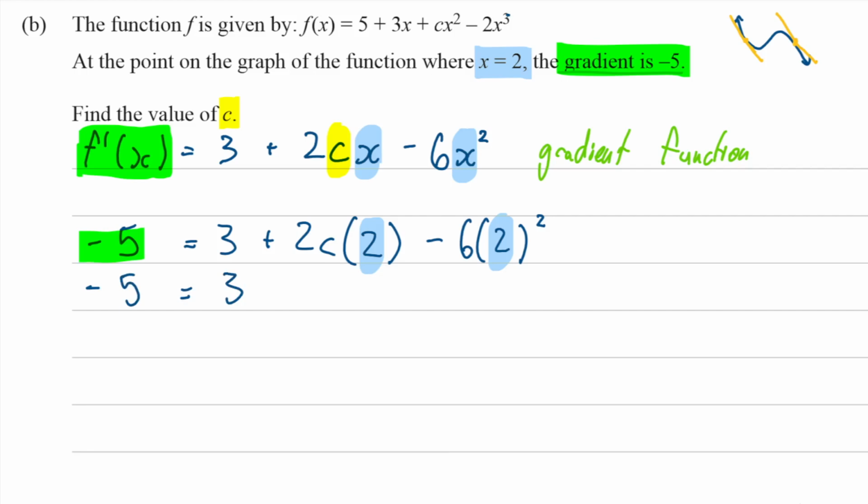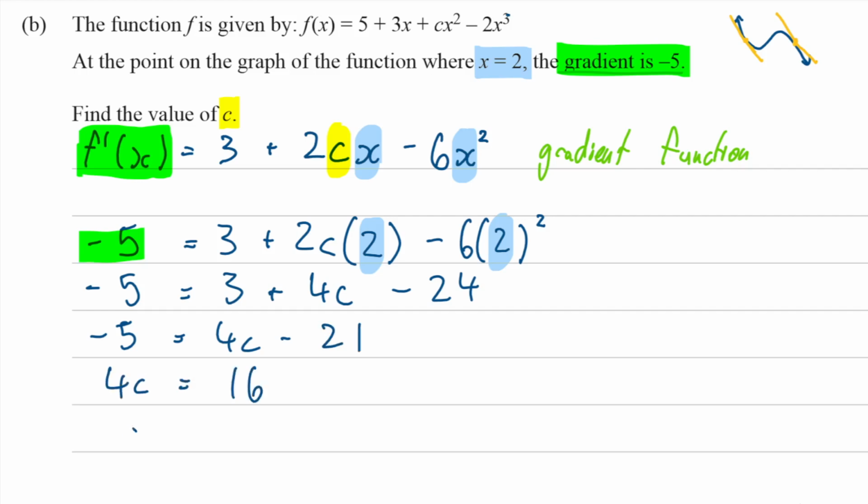So solving for c, so 2 times 2 gives 4. 2 squared is 4 times 6 is 24, so minus 24. I'll add, so 3 minus 24, what's that, minus 21. Add 21 to both sides, we get 4c equals 16. Dividing both sides by 4, c equals 4. Alright, just rereading the question, find the value of c. Okay, so we found the value of c, and we're done.